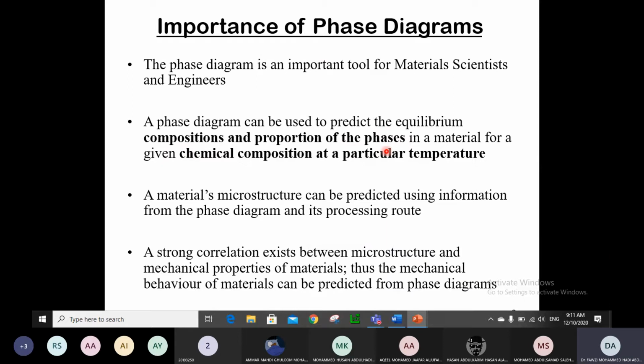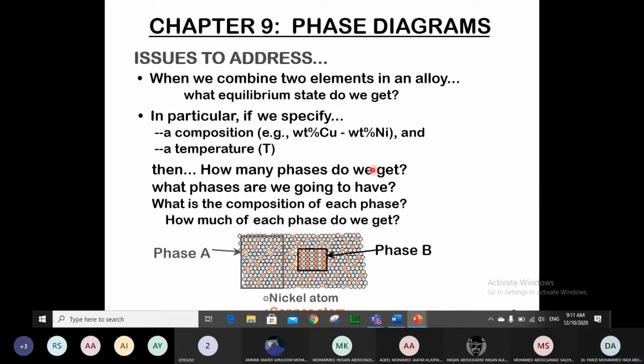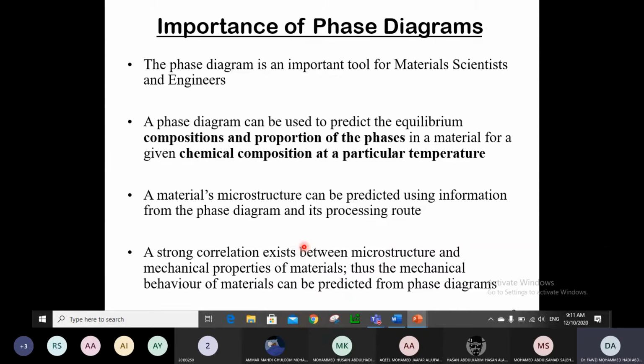That is, if we have the phase diagram, we can predict how many phases we are going to get, what these phases will be, what is the composition of each phase, and what are the proportions of each phase. For two phases, for example, how much percentage is this phase and how much percentage is this phase. You can also predict that, because that is an important issue as well in predicting the properties of the material.